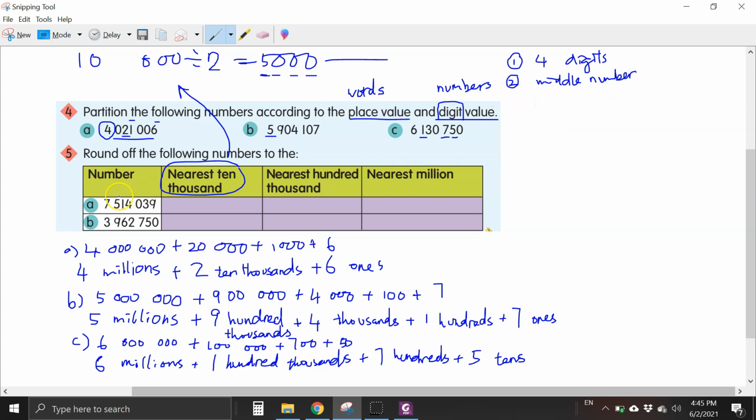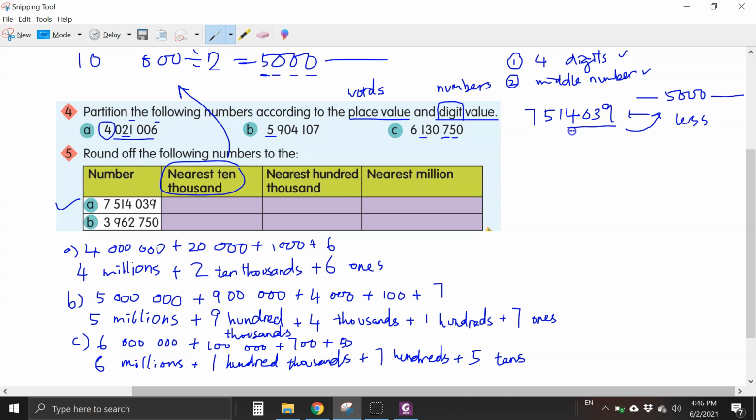Now we look at the question again. Question A, 7,514,039. Let's look at the first one, 4 digits. So we look at the 4 digits behind. Tengok 4 angka belakang, 4 digits behind. So we have 4,039. The second one, we have to look at this number. Is it more than 5,000? The 5,000 here is right in the middle. Is it more or less? The answer is less.